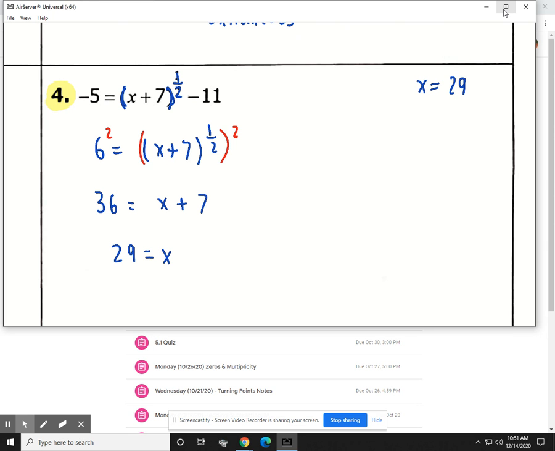Again, in your head, or type it in your calculator. Do I have to type anything for this side? No, it's good. But right here, what is 29 plus 7? What's 36 to the 1/2? Remember, square root of 36. What's 6 minus 11? Negative 5. Does negative 5 equal negative 5? That's my answer. It's not extraneous, so I don't write anything. I don't have to write that it's not extraneous. You just leave it. Your answer is x equals 29.